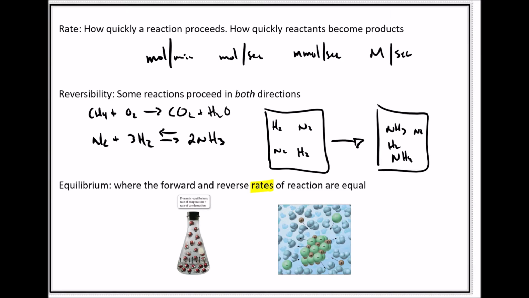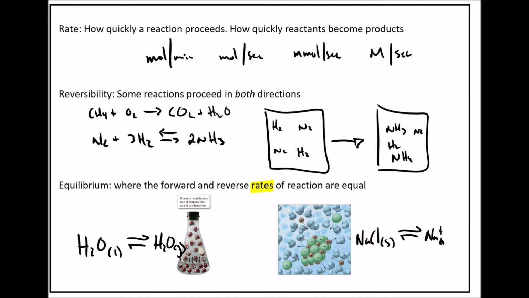We can show the reaction of the evaporation and condensation by talking about liquid water being in equilibrium with gaseous water. Note the reversibility of that reaction. And we can talk about the equilibrium of dissolving and precipitating by looking at solid sodium chloride being in equilibrium with aqueous sodium ions and aqueous chloride ions. And again, the key here is that the rates are equal, not necessarily the concentrations.